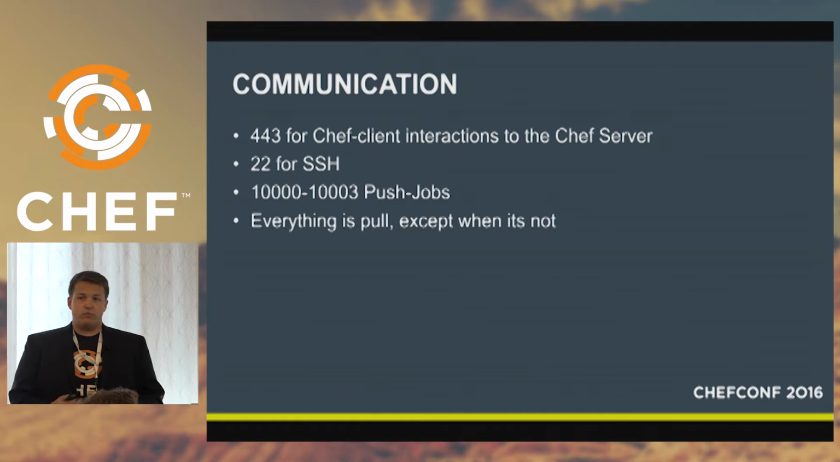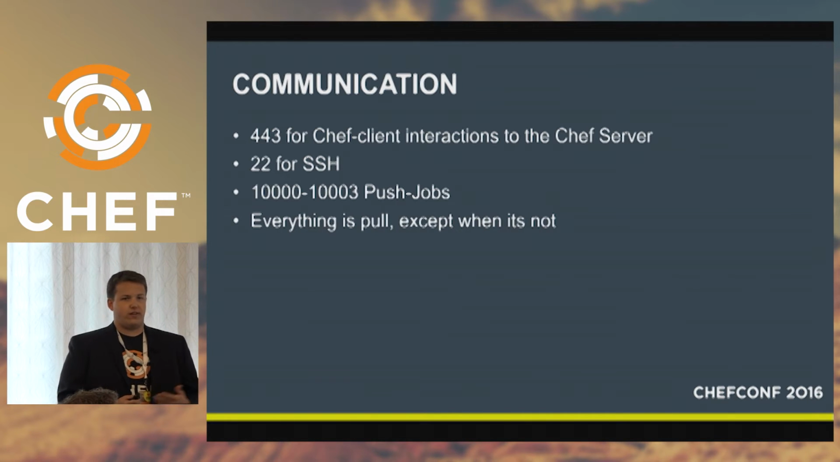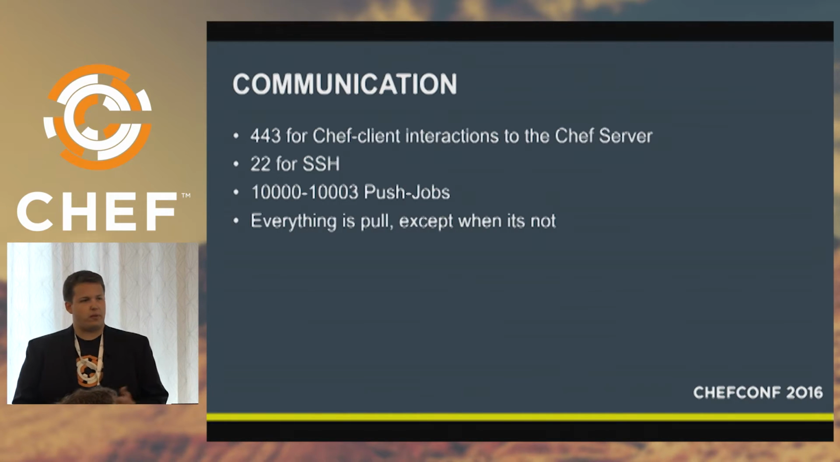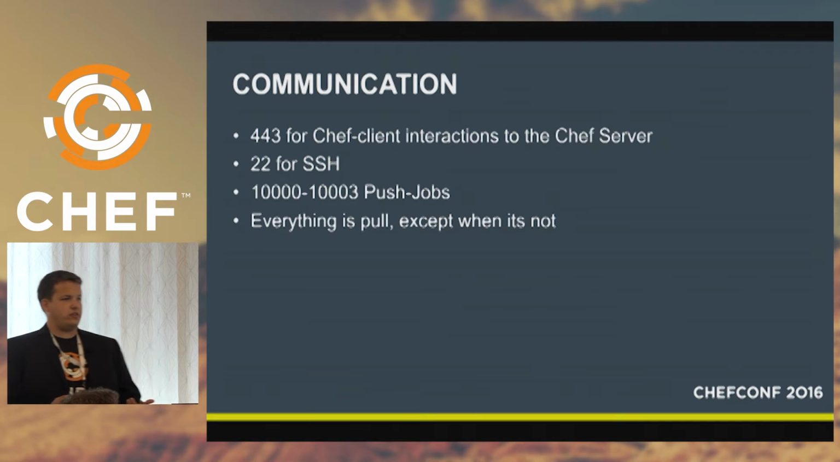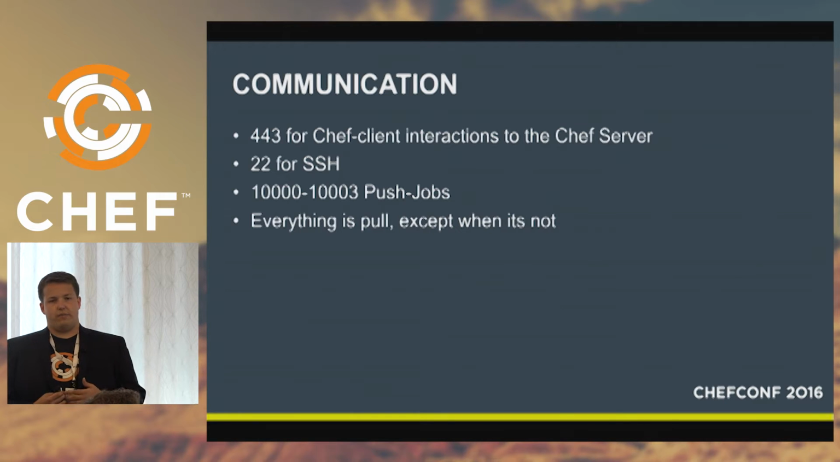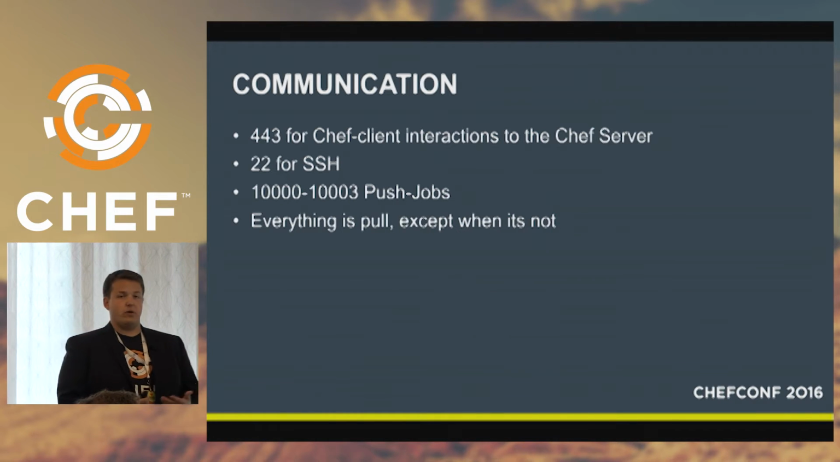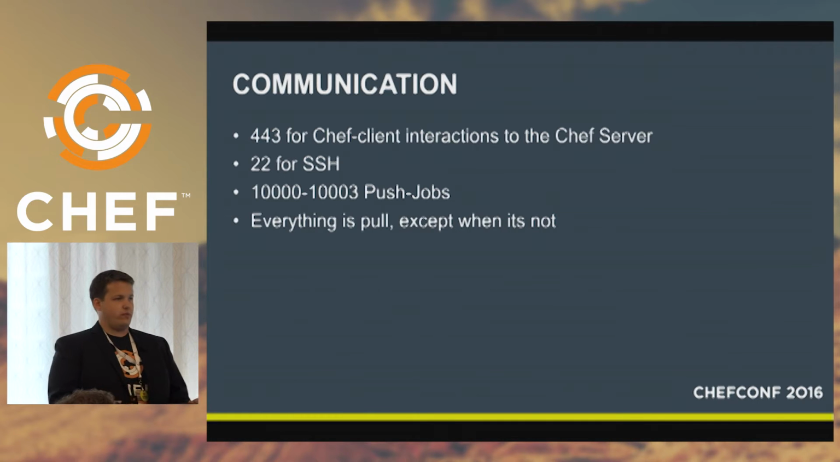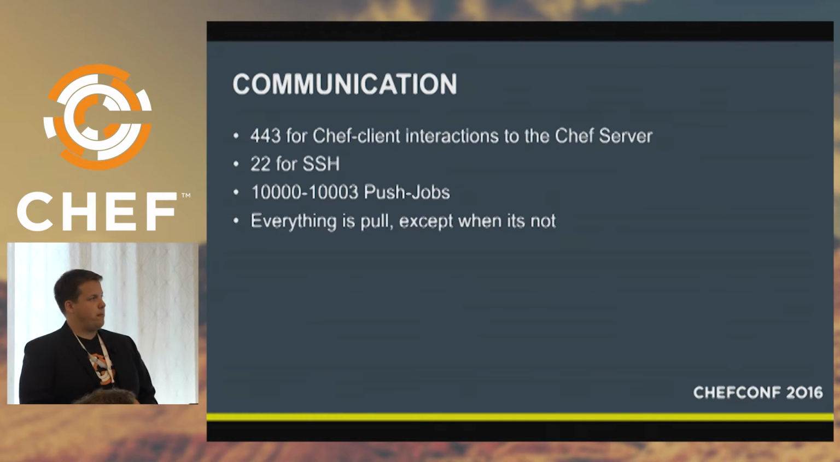For communication, for the most part, it's 443 for Chef client interactions to the Chef server. This is a public-private key pair interaction. If you're familiar with the way Chef bootstraps, when a Chef client comes on to the Chef server, it's going to have a public-private key pair generated as part of that initial interaction. That key can then be rotated. You can do all the security management stuff you want to do with that and go from there.